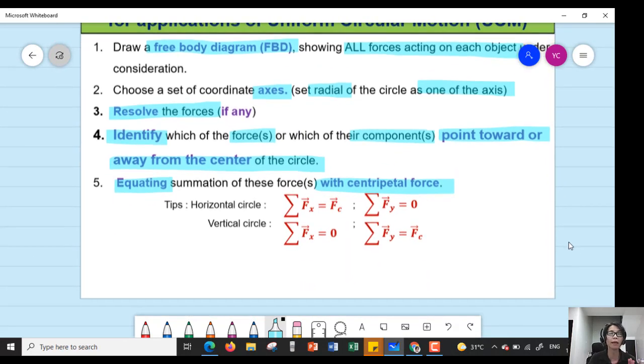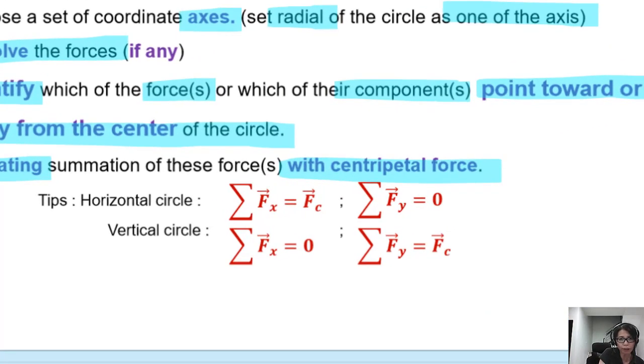Basically we have two types of uniform circular motion. We might have a horizontal circle or a vertical circle. For a horizontal circle, our radius is a horizontal line, so our component forces along the x-axis will equal the centripetal force. The y component will equal 0; it will always balance. But for a vertical circle, our x component will be in equilibrium, but the forces along the y component will equal the centripetal force.